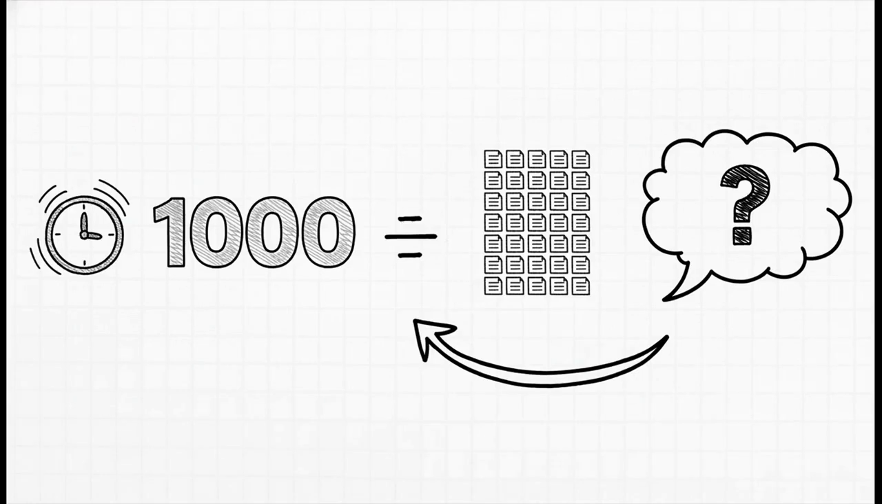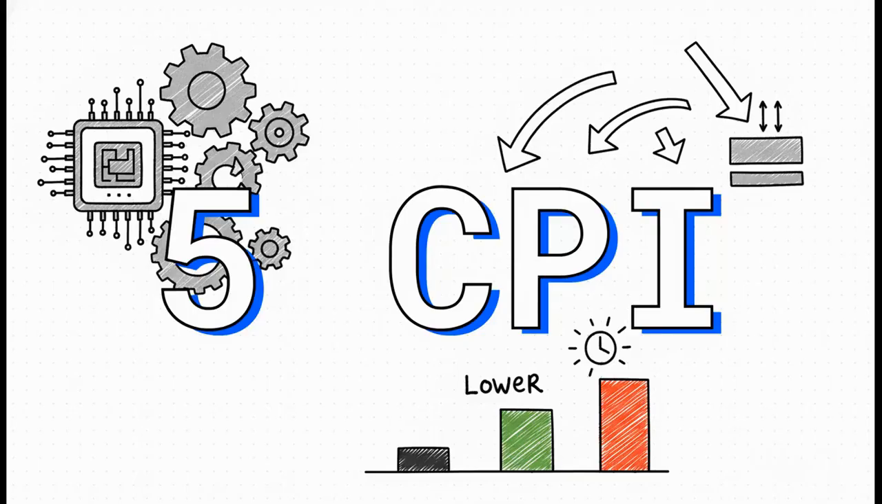Let's zoom in on that CPI thing for a second. Let's do a little math. Say a CPU takes 1,000 clock cycles to get through 200 instructions. What's its CPI? You just divide the cycles by the instructions. So 1,000 divided by 200 gives you 5 CPI. What that means is, on average, this CPU needs 5 clock ticks to finish one instruction. And in the world of CPUs, a lower CPI is always better. It means you're getting more work done with less effort.